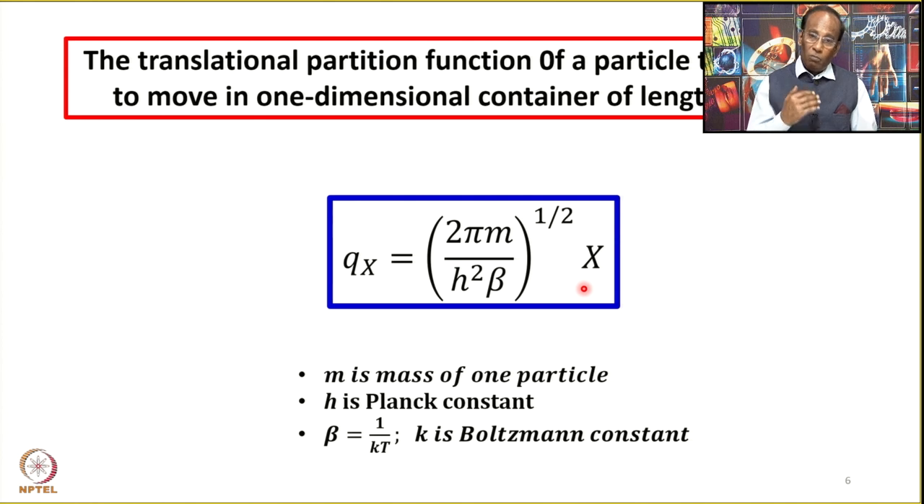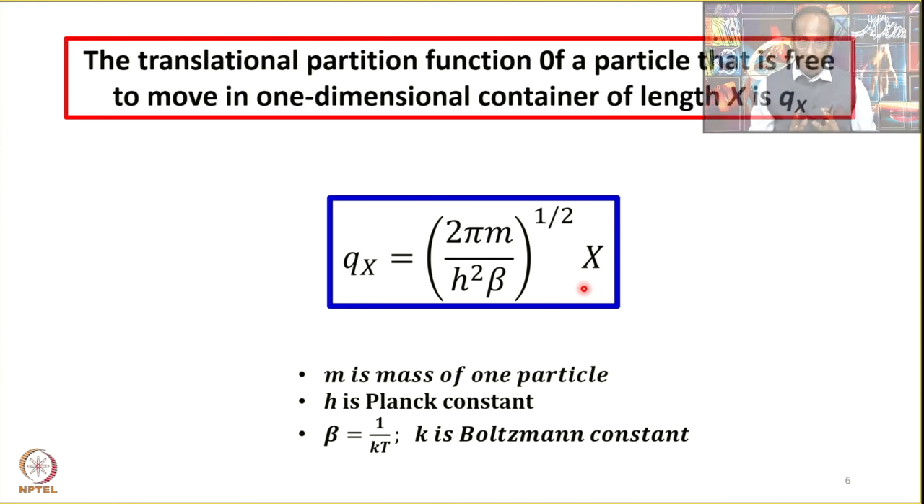When we switch over from a one dimensional container to a two dimensional container, that is, one length is x, the other length is y, it can be even a square. And then if it is a square, we can allow the particle to move on the surface of a square. We can derive an expression for the partition function for a particle or a molecule which is free to move on the surface of a square.